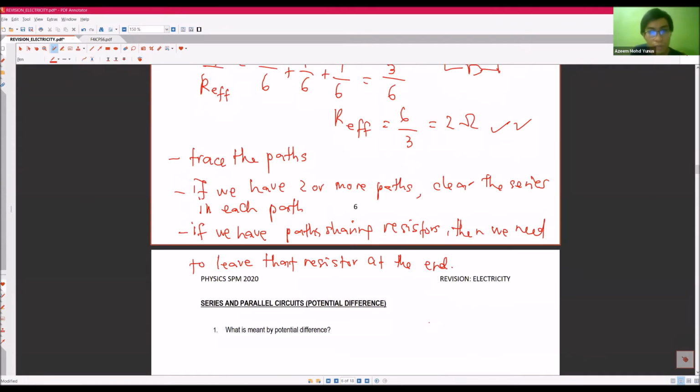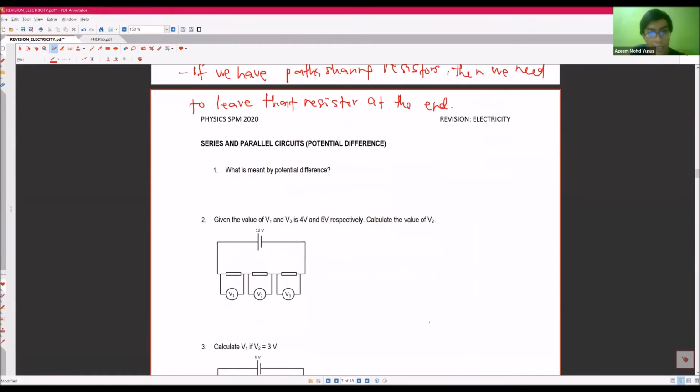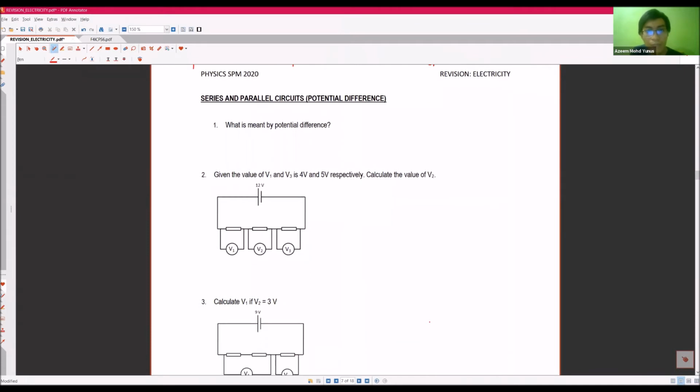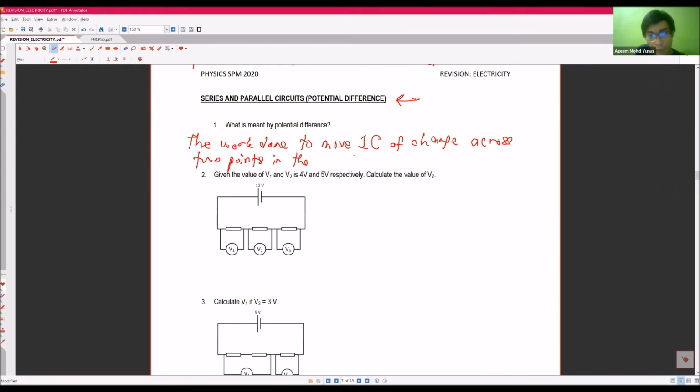Okay, so let's move on to the next topic here, still in series and parallel circuits, but we go to the potential difference, the concept of potential difference. So basically, what is meant by potential difference? Potential difference is the work done to move 1 coulomb of charge across 2 points in the circuit. So that is the definition for potential difference.